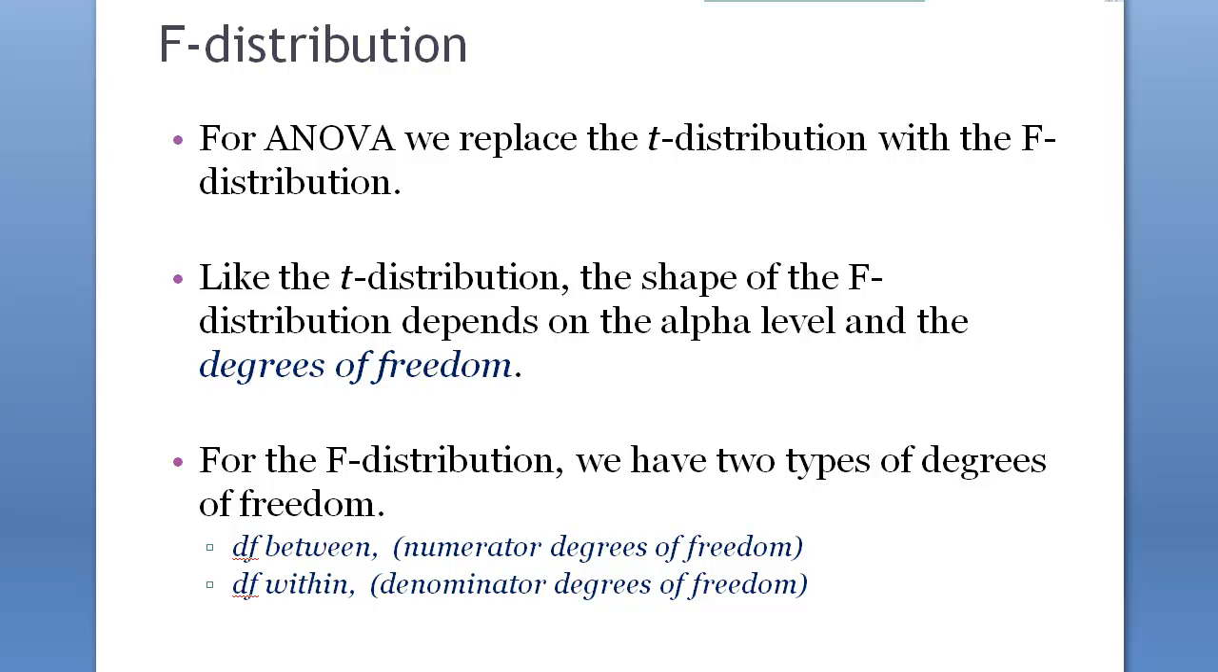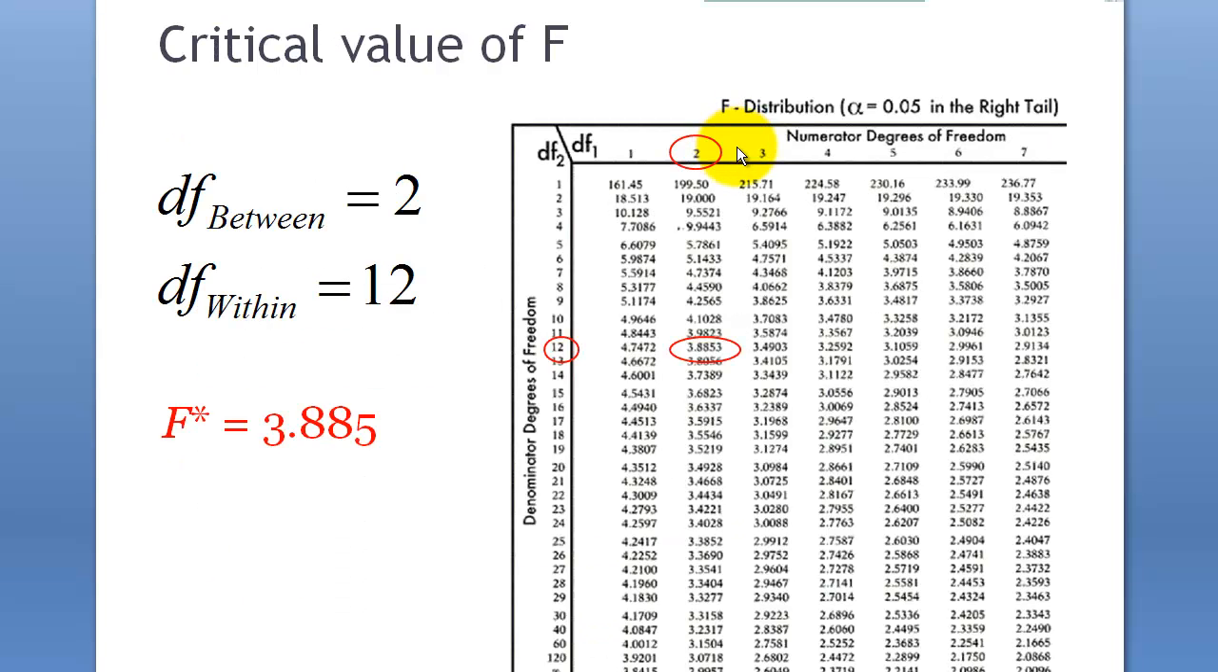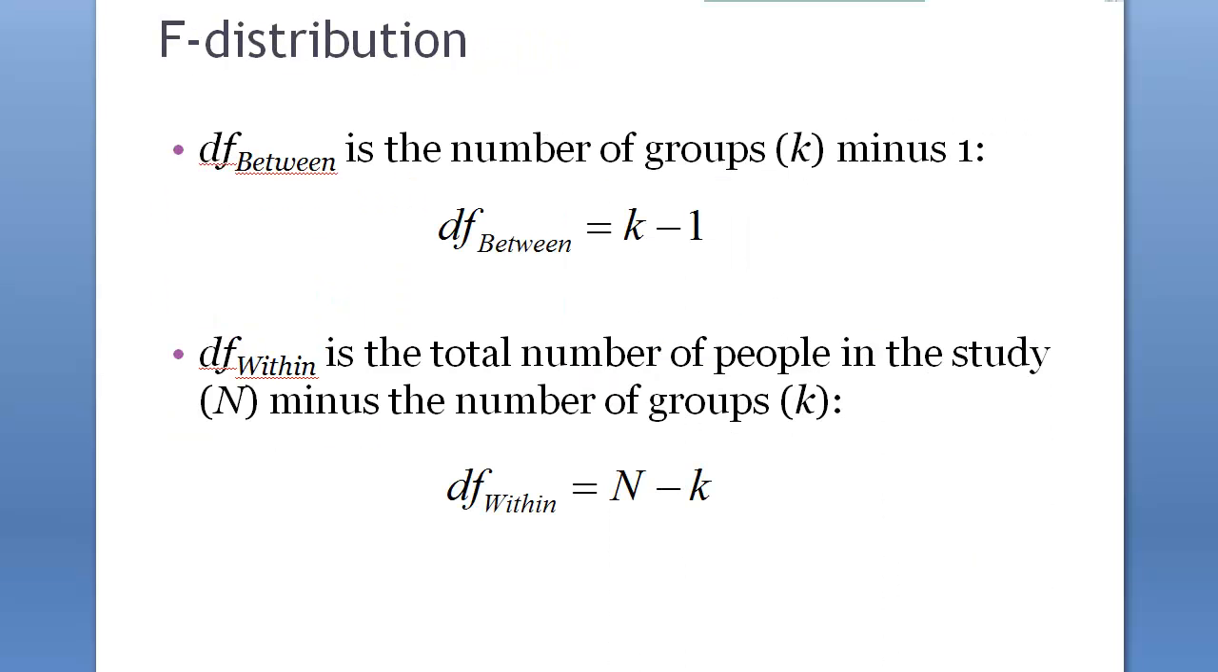How you do that is, we need to know the degree of freedom between and the degree of freedom within. Degree of freedom within is this side, and this is between. How do you get these numbers? This is how you do it. Degree of freedom between is k minus 1. K is the number of groups. So if there are 3 groups, the degree of freedom between is going to be 2.